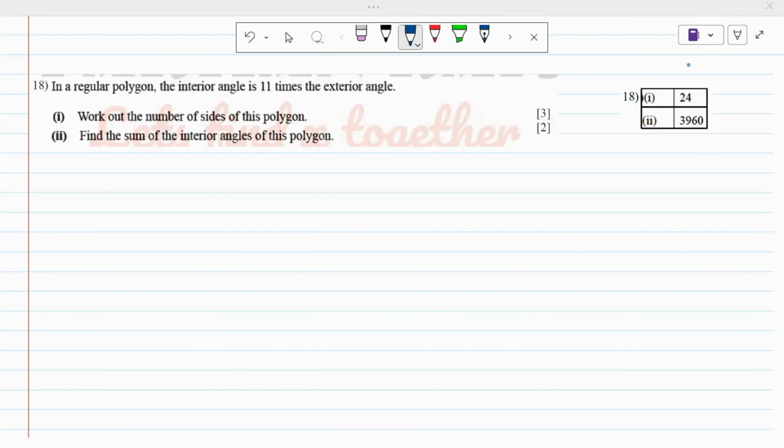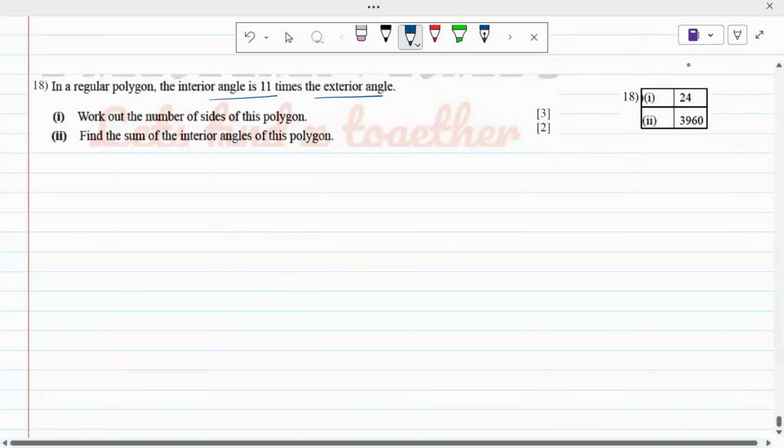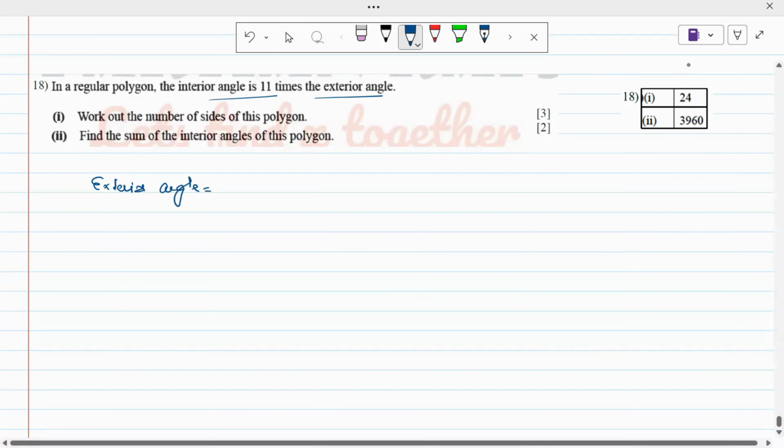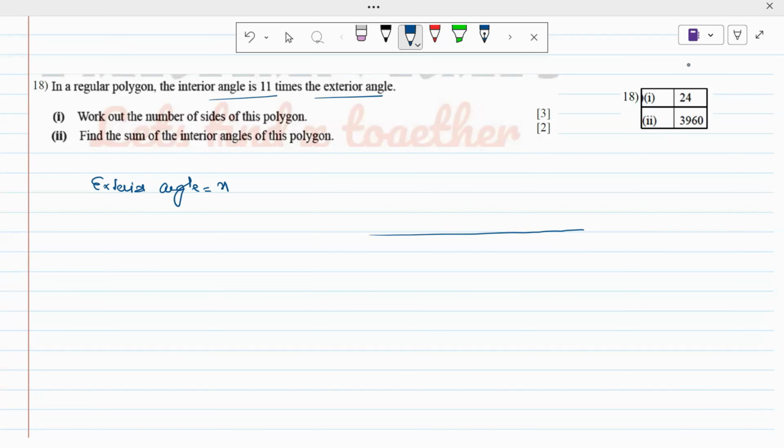So the equation to be made here, it says the interior angle is 11 times the exterior. We don't know what the exterior is. We suppose the exterior as x. And we know that interior and exterior always lie on the same line. So this is exterior, which is x. Interior is 11 times, so this interior would be 11x. And since interior and exterior lie on the same straight line, they should add up to 180.